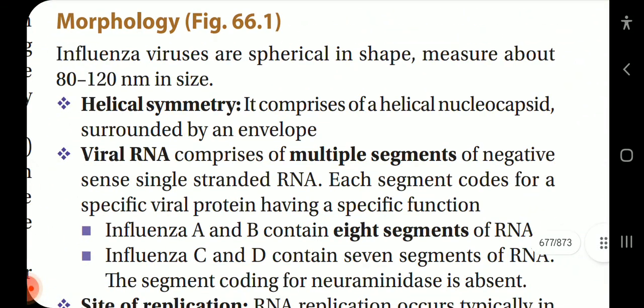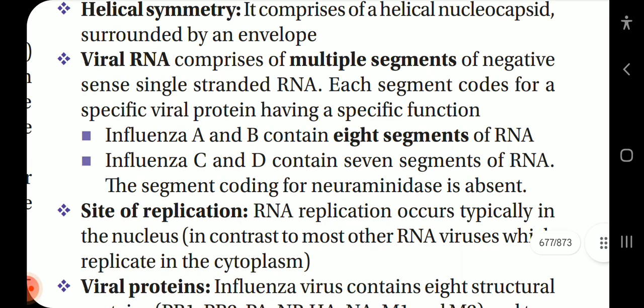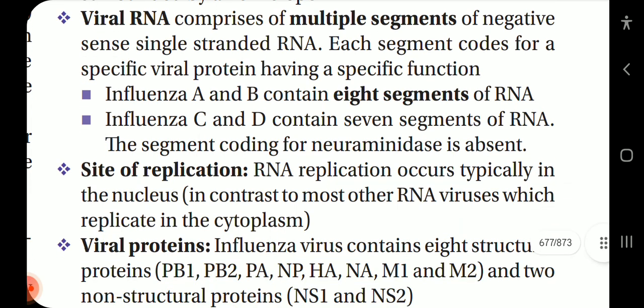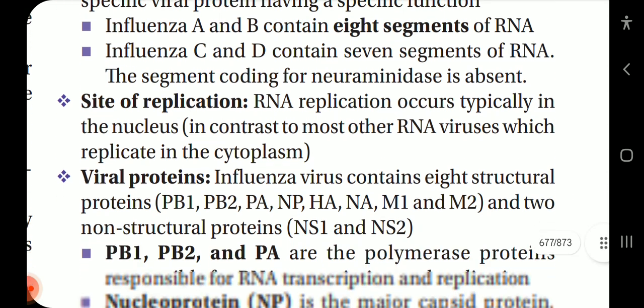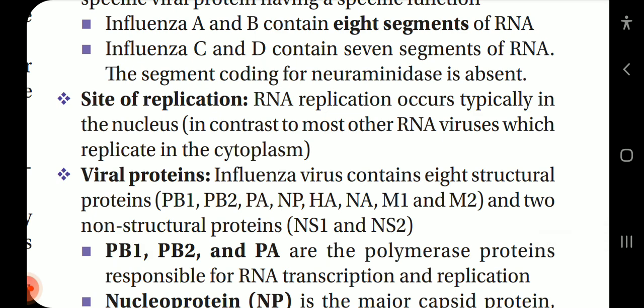Morphology: influenza viruses are spherical in shape, measuring about 80 to 120 nanometers in size. Helical symmetry comprised of helical nucleocapsid surrounded by an envelope. Viral RNA comprises multiple segments of negative sense single-stranded RNA. Each segment codes for a specific viral protein having a specific function. Influenza A and B contain 8 segments of RNA. Influenza C and D contain 7 segments of RNA. The segment coding for neuraminidase is absent.